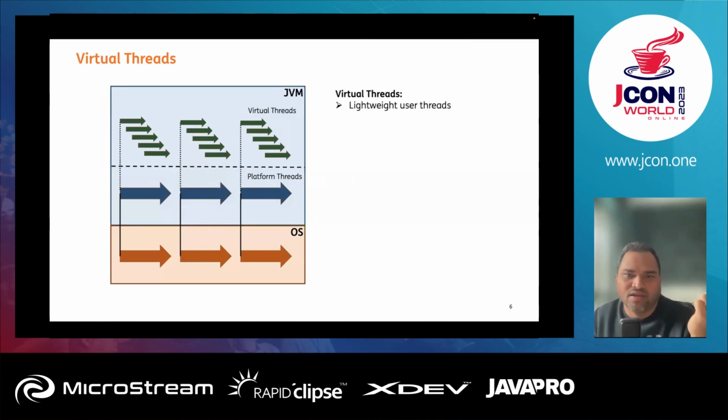Virtual threads, on the other hand, are lightweight user threads. Lightweight meaning they require significantly less memory than platform threads. And because of that, you can have a huge number of virtual threads, and that's why they are highly scalable. You can have thousands or even millions of virtual threads, and that makes your applications highly scalable.